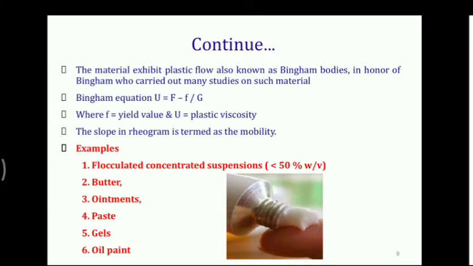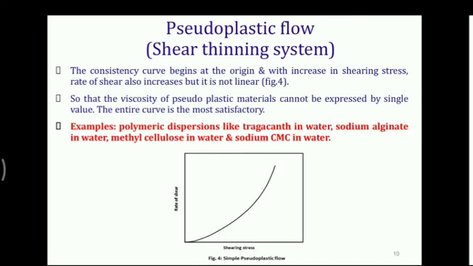Examples are a flocculated concentrated suspension of less than 50% weight by volume, then butter, ointment, paste, gels, and finally oil paint. These are examples of the plastic system. Next, the pseudoplastic system, the second type of non-Newtonian system. Pseudoplastic systems are also called shear thinning systems.